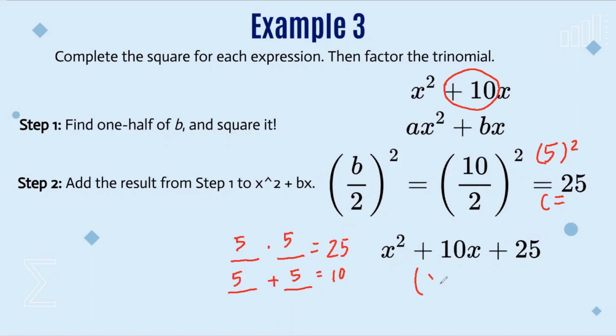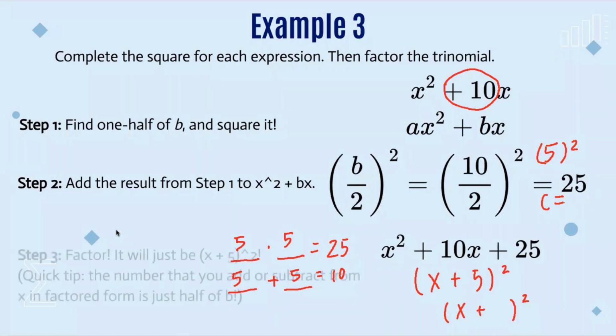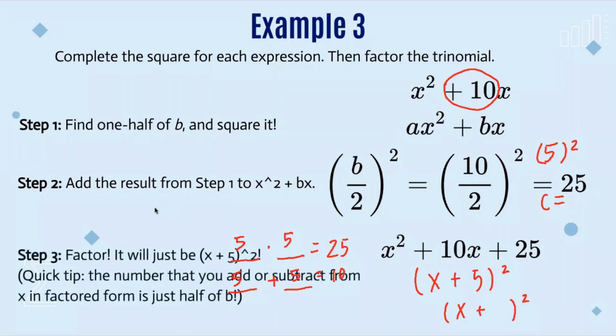And so this would just be x plus 5 squared. Alternatively, again, you can just follow this format of x plus a value squared. And to factor it, you would just have to find half of b. In this case, it was just positive 5. And then you can go ahead and plug it in there, and you would get your factored expression.